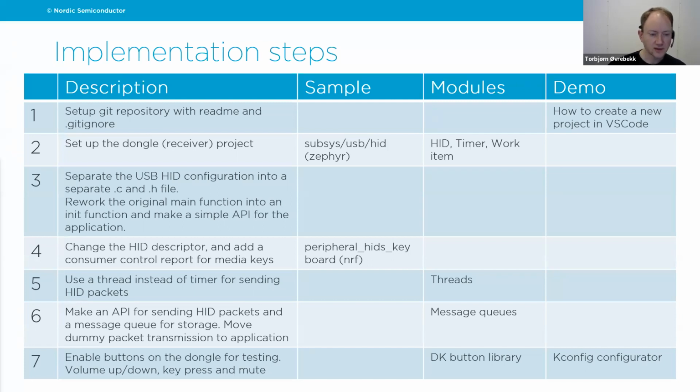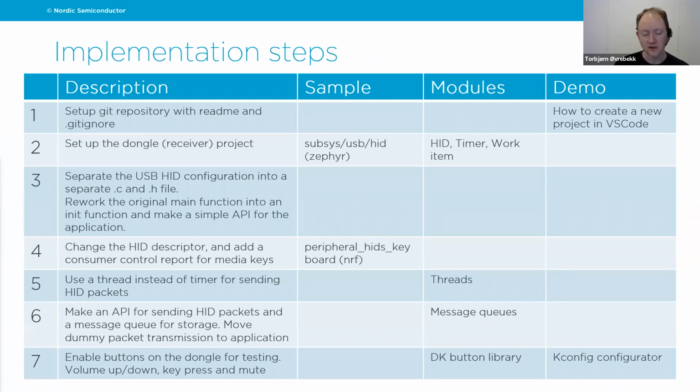Step 3 is then to take all the HID configuration from the main file and make it into a separate file. The reason I do this is I like to have all the functionality split into separate files. So all the USB HID stuff will be in one .c and .h file, the Bluetooth stuff would be in a separate file, and so on. And then the application main file will simply be initializing and getting events from these different submodules.